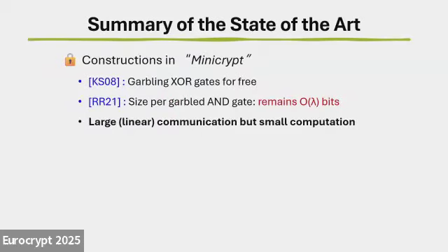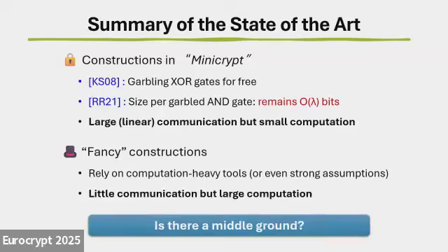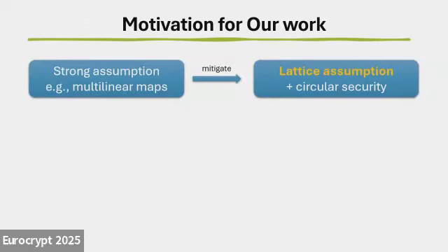To summarize, garbling in Minicrypt can be very efficient, but the communication is linear in the security parameter. On the other hand, the fancy constructions only need very little communication, but the computation is not realistic yet. So it's quite natural to ask: is there a middle ground where we can have efficient garbling and small communication, yet still use very moderate assumptions? This is the motivation of our work.